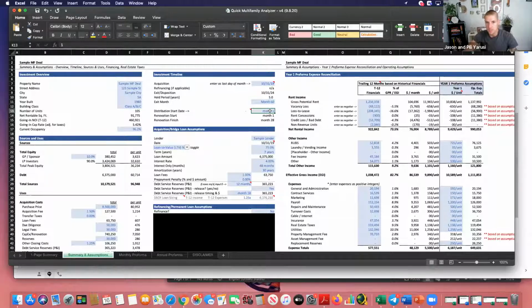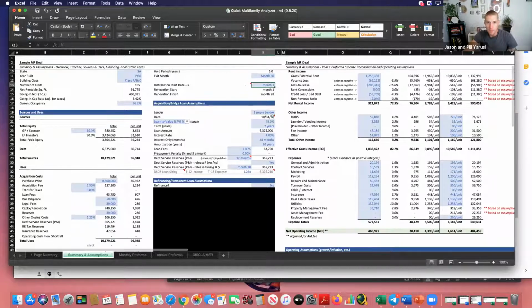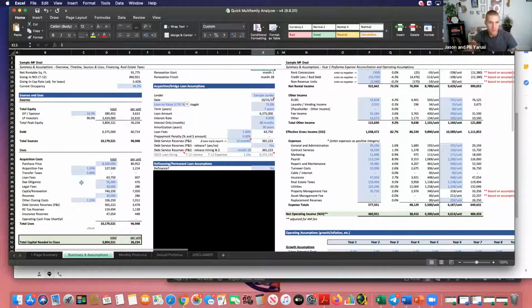When would you start distributions, right? So is this a heavy value add where you don't assume you're going to add distributions until month 12, or will you start this now, month 3? Talking about your loan, you can plug in all of your loan details here all the way through and what you assume your fees will be. And if there is a prepayment penalty, what that prepayment penalty will look like going through.